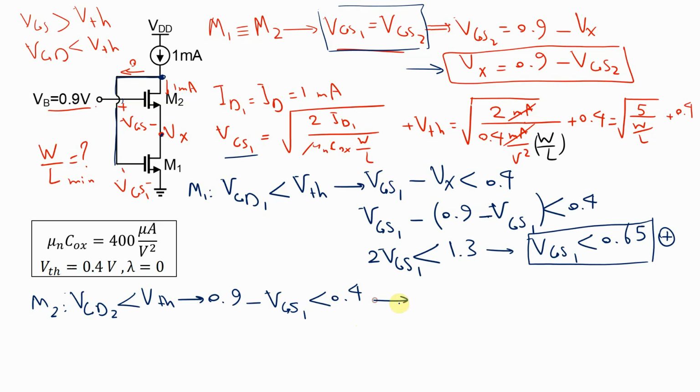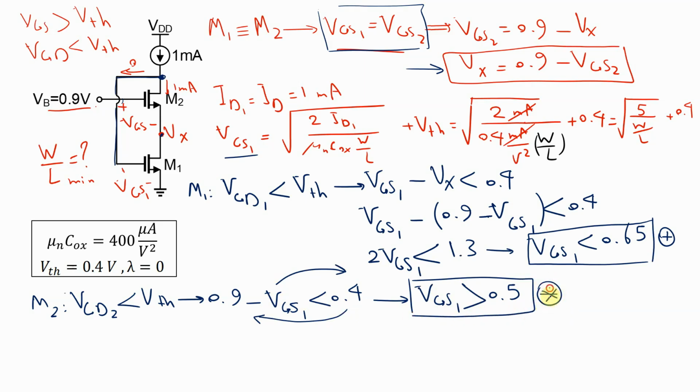So with a little bit of mathematics, gate source 1 is going to be greater than 0.9 minus 0.4, which is equal to 0.5. Consider that I actually move this gate source to the right hand side and move 0.4 to the left hand side, and because of that the sign for both of these is changed. So this is the condition. From both of these we can say that the gate source voltage is between 0.5 and less than 0.65.